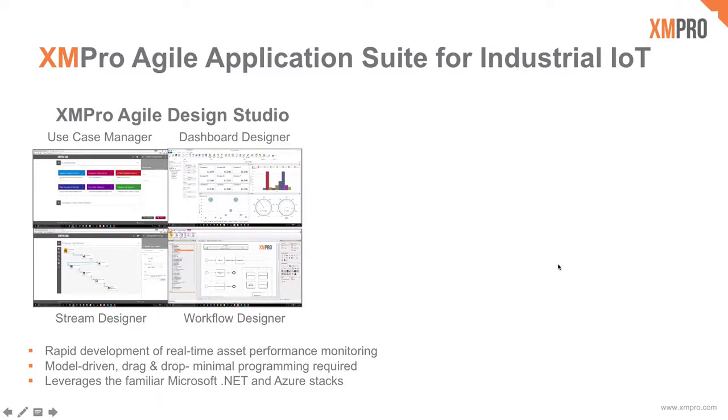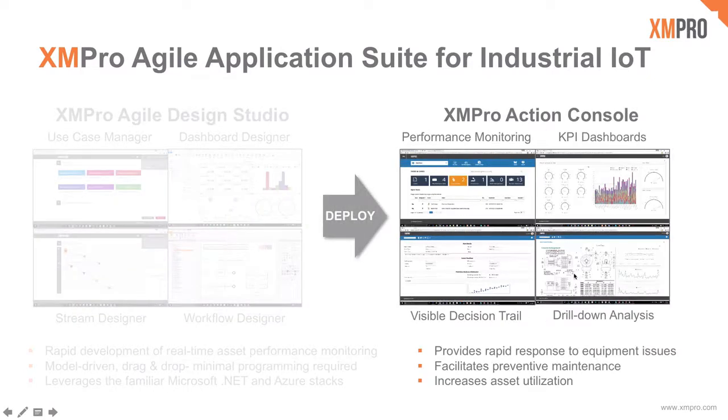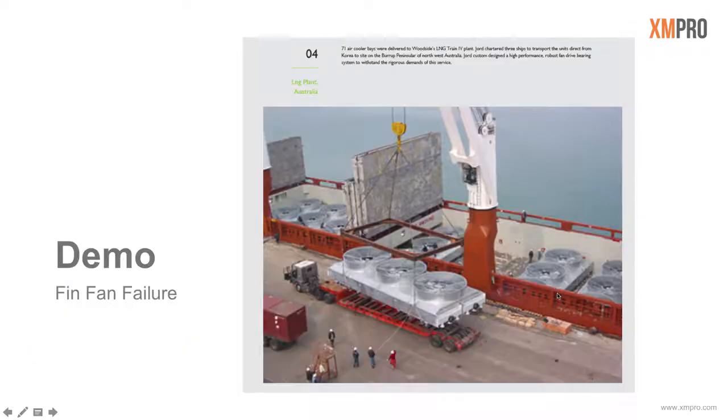So what does XMPro consist of? There are two main components. We talk about the Agile Design Studio, which is typically where we design applications and components, and I'll show you an example of that. And then how do we deploy this in the Action Console, where we take action. The best way to show you how it works is to do a quick demonstration.